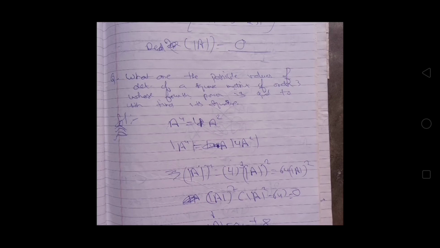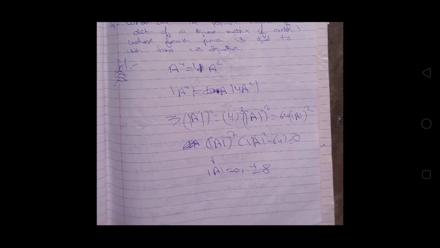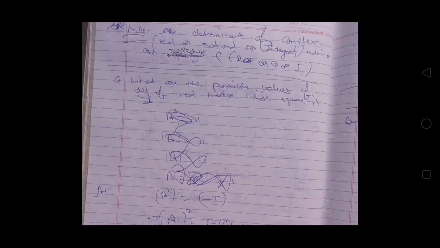Now solution says A raised to the power 4 is equal to 4 times A square. Taking determinant both sides and applying some property of determinant, you will get determinant of A is equal to 0 or plus minus 8. Now see this note: determinant of complex, real, rational or integral matrices are respectively complex, real, rational or integral.